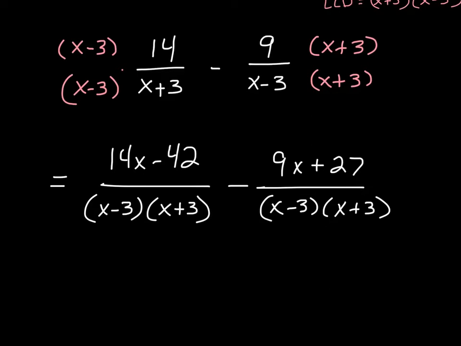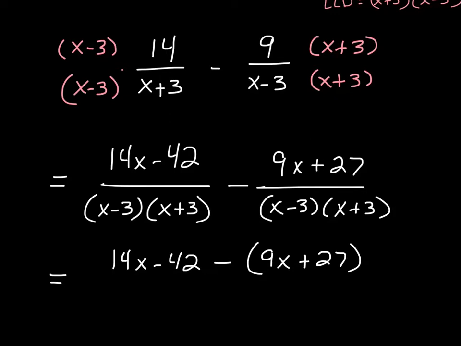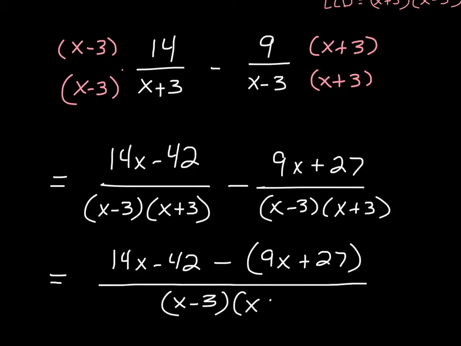Now the big work of finding the common denominators is done. Now what we have left to do is just to combine our numerators. So we have 14x minus 42 minus this other numerator. And one tricky part, folks, is we need to make sure we subtract the whole second numerator, so you need to place parentheses around that. And that's all over our shared denominator of x minus 3 and x plus 3.